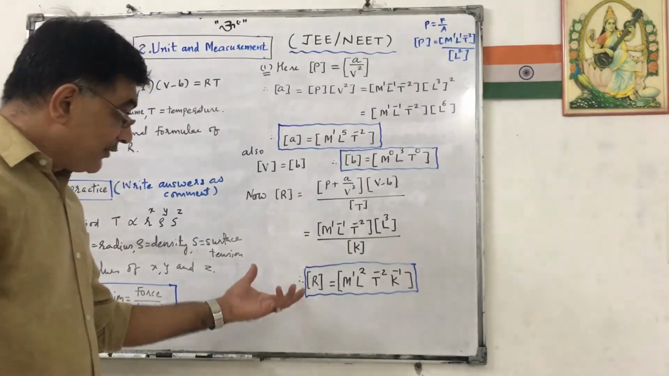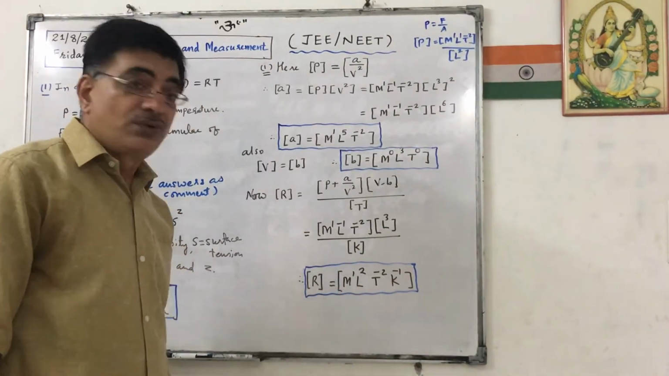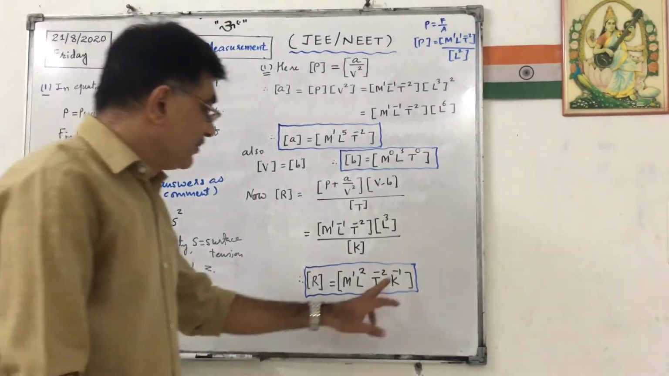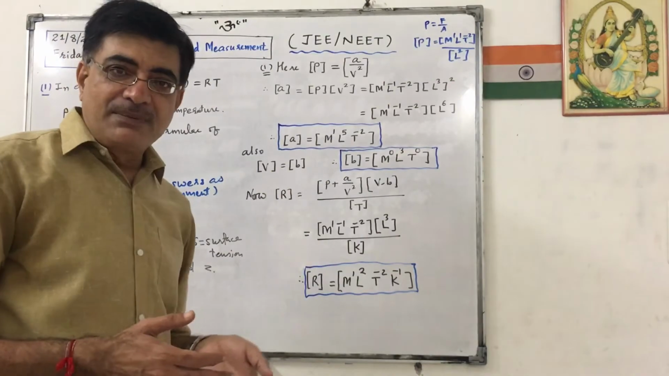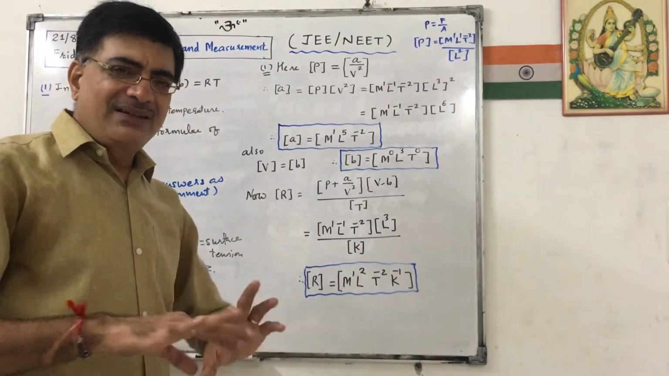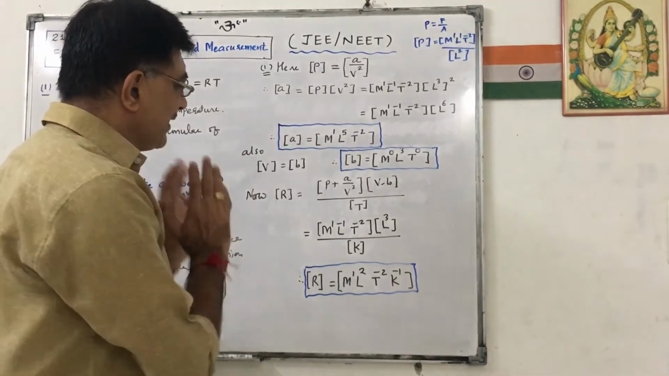You can also derive its unit. M¹L²T⁻² is for work, that is joule. So joule per Kelvin. They may ask you the dimensional formula of A by B, B by A, or A into B. Different types of twists may be possible, but the basic idea is this.